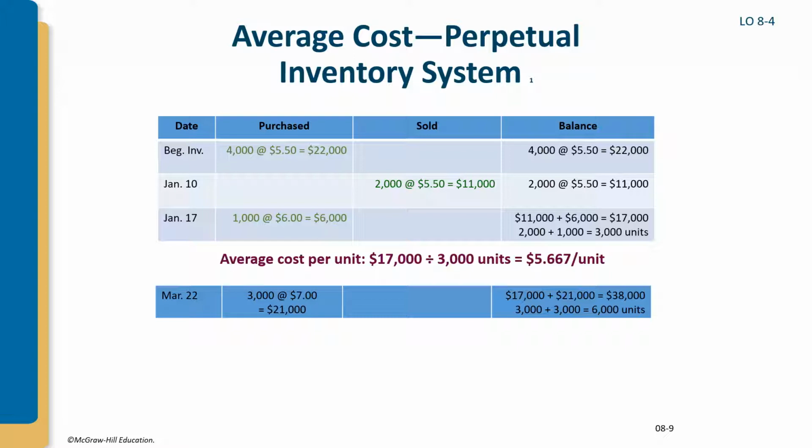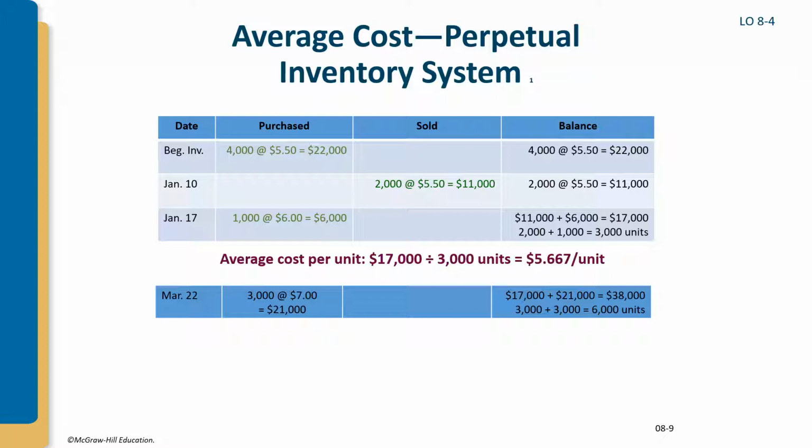Now watch what happens when you purchase more inventory. On the 17th, 1,000 more cups were purchased. These cost $6 each for a total cost of $6,000. So we must calculate a new average cost per unit. We don't go $5.50 plus $6 divided by 2. No. We determine it based on total cost of all the inventory and total quantity after that purchase.